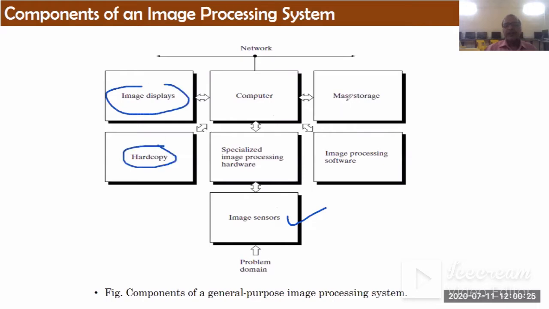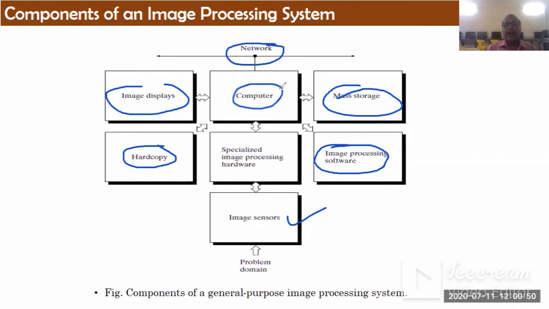See, these are some output devices. Mass storage, these are the storage. Image processing software, these are the software required for the processing of the system. And last is the network or cloud, and recently it is called a cloud-based or network-based system. So in this system, the computer is the center, and for that center there are some input devices, some output devices, and some storage devices, and it also requires some software. So this is the diagram used for the components of image processing.